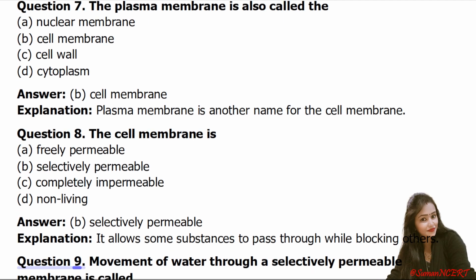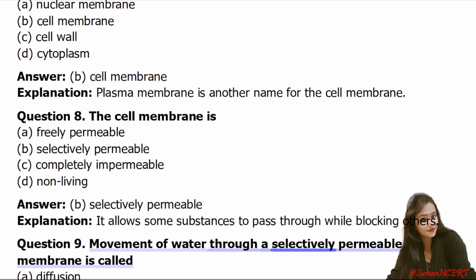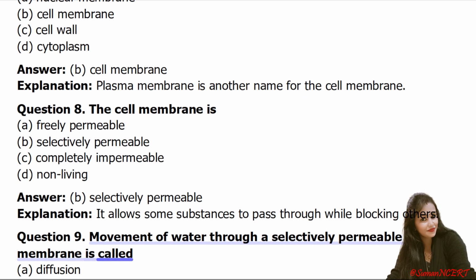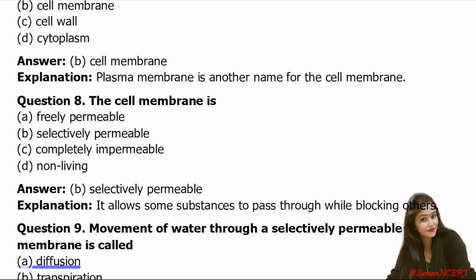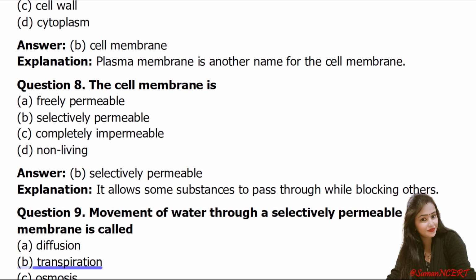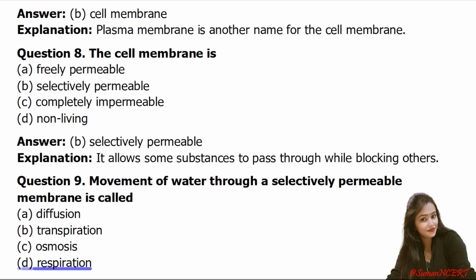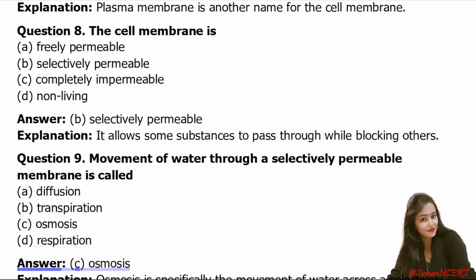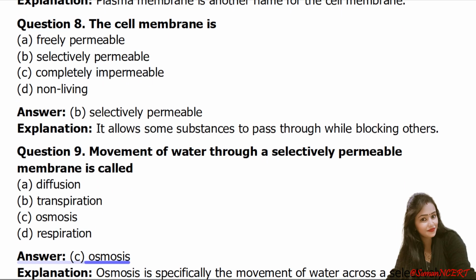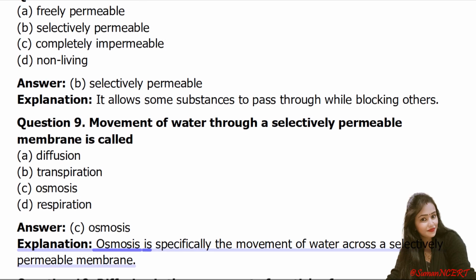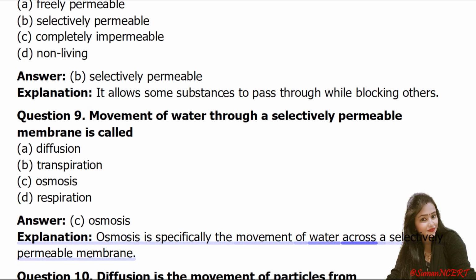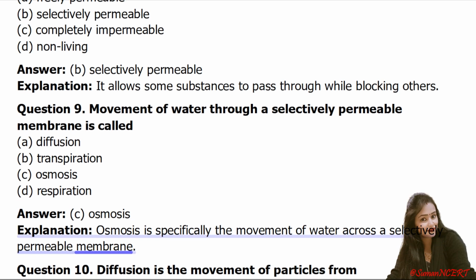Question 9. Movement of water through a selectively permeable membrane is called: A. Diffusion. B. Transpiration. C. Osmosis. D. Respiration. Answer: C. Osmosis. Explanation: osmosis is specifically the movement of water across a selectively permeable membrane.